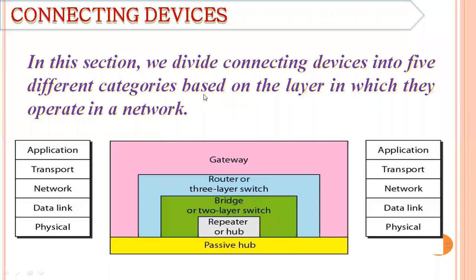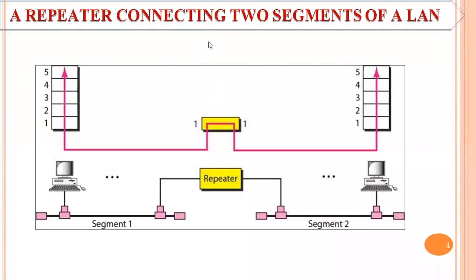So, this is the division of connecting devices. First is the repeater. A repeater connects two segments of a LAN. Here we are using the repeater, which is shown in the yellow color. The repeater is used to repeat or to re-strengthen the signals.